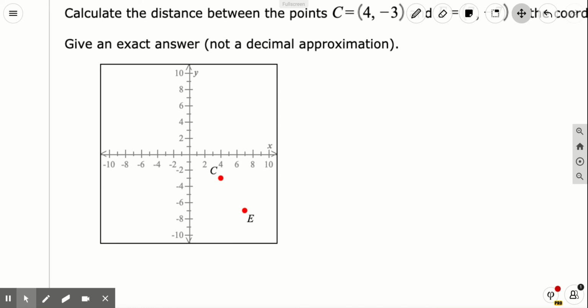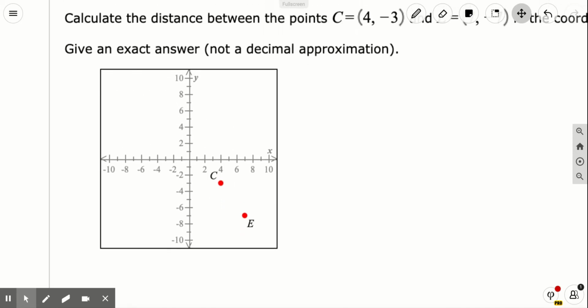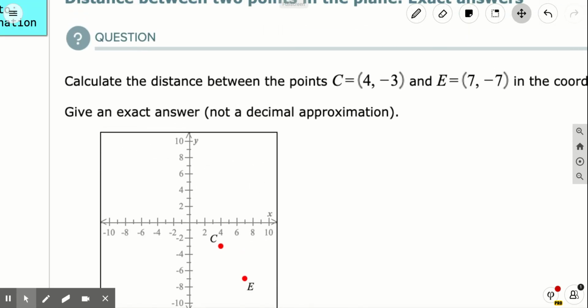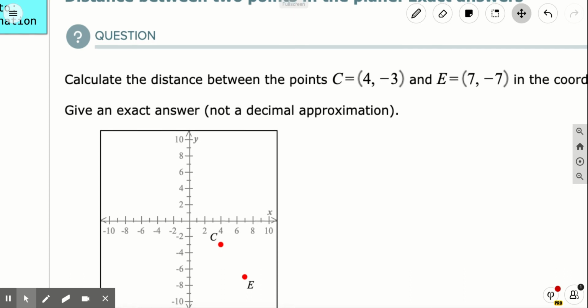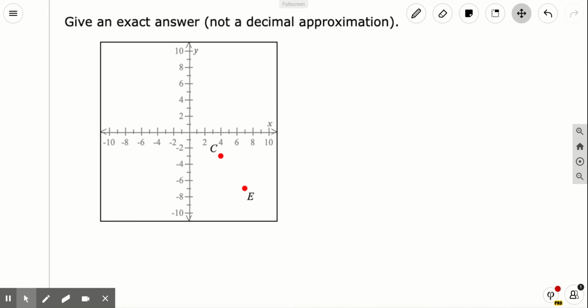So we can see where exactly it is too. Okay, so it actually gives you the points up there on the top. If you didn't notice, let me see if I can't get it to go down a little bit. Here we go, there. It gives us the points C and E. C is 4, -3, E is 7, -7. Okay, so what you can do is you could draw a triangle here. Now, I'm not going to recommend that you do this. Seriously, I'm not going to recommend that you do this. But you could draw a triangle like this, a right triangle.